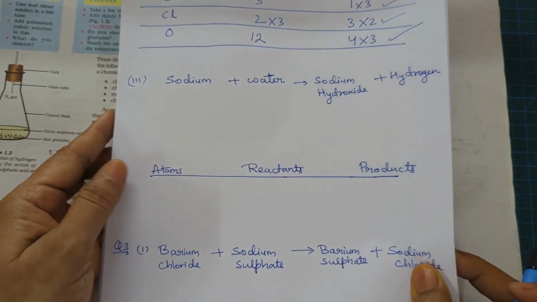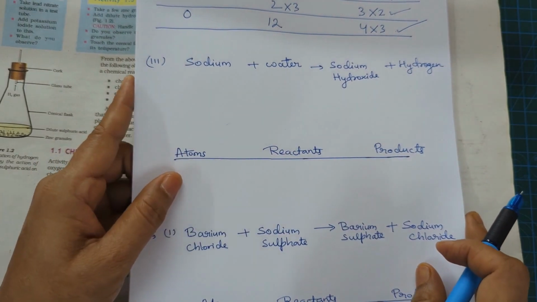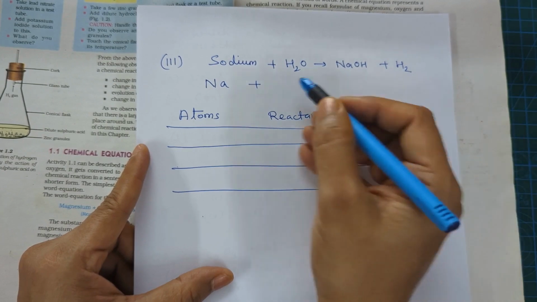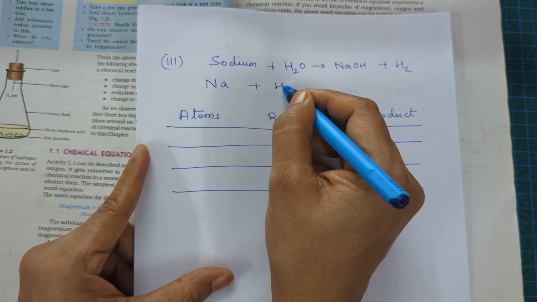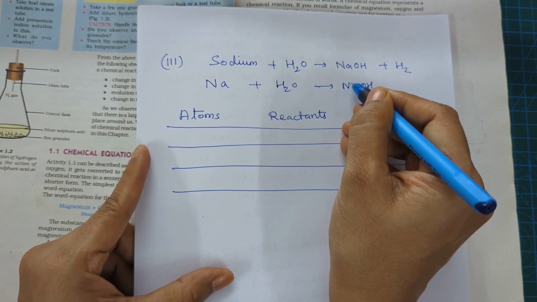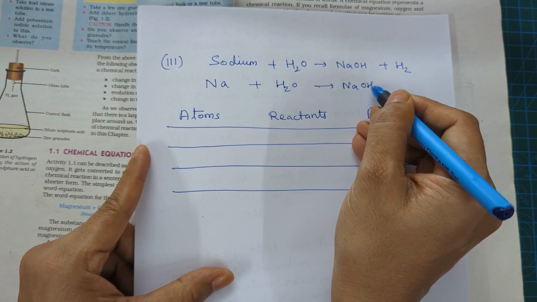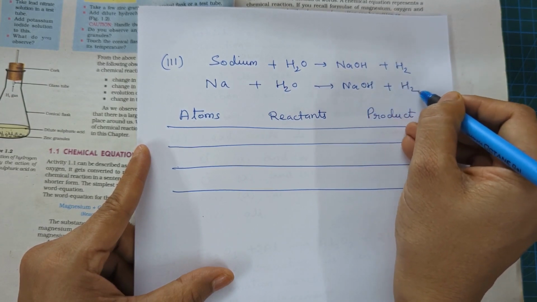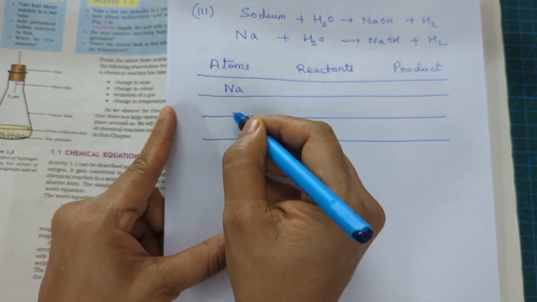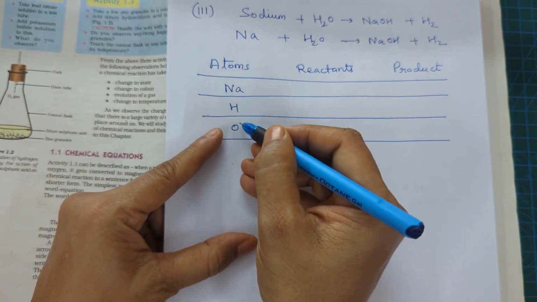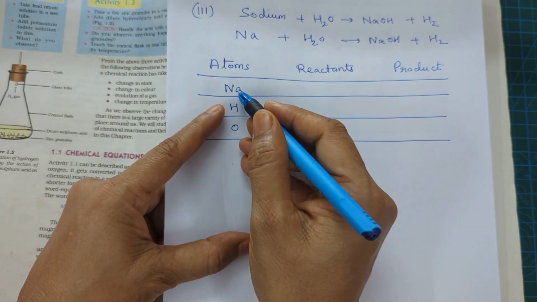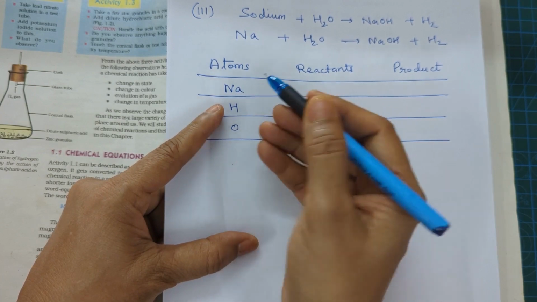Let's take a few more examples to understand how to balance a chemical equation. Sodium, this I am writing, plus water gives sodium hydroxide and hydrogen gas. So sodium is Na, water H2O, NaOH sodium hydroxide, because Na is in the +1 oxidation state and the hydroxyl ion OH is in the minus oxidation state, and hydrogen gas. How to balance it? Let's write the number of atoms in the reactants and products: sodium, hydrogen, oxygen. Always keep oxygen last, because first we balance oxygen, then hydrogen, and the remaining metals and non-metals will automatically be balanced.